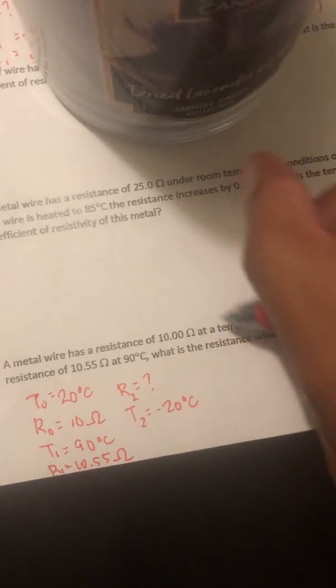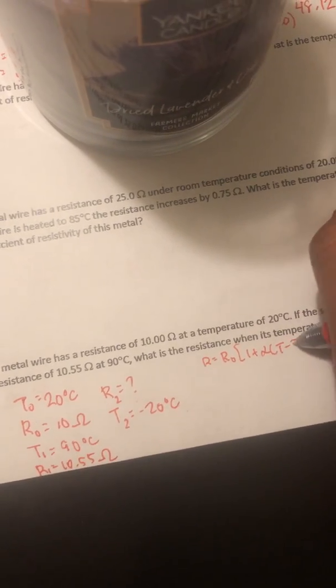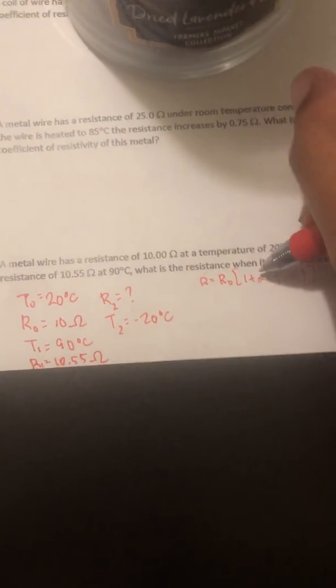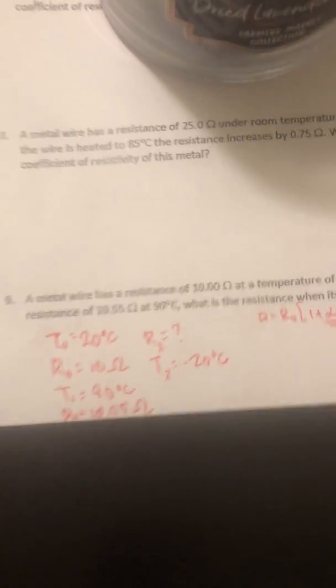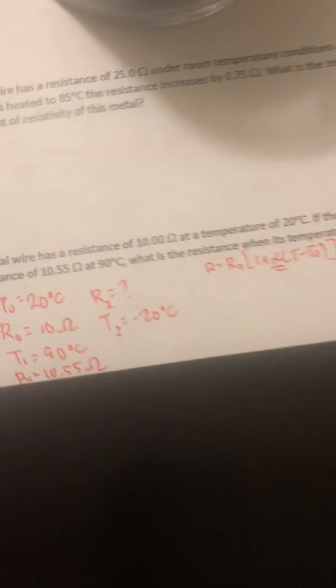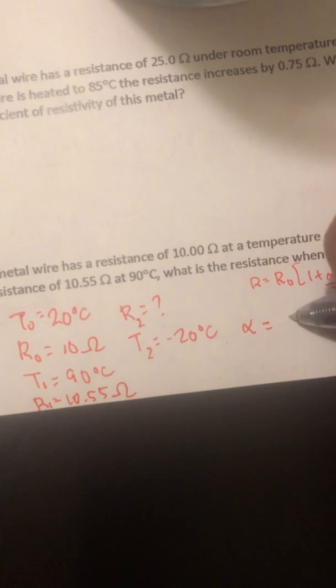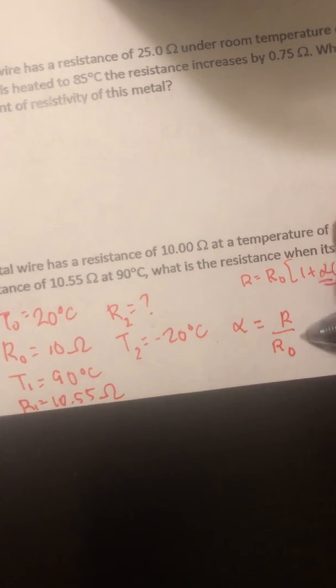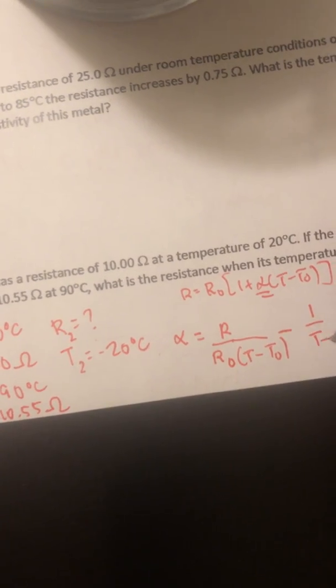Now, you would think that, oh, why don't we just use our normal equation of R is equal to R naught times 1 plus alpha times T minus T naught. Well, this would be fine to use except for one thing. This question doesn't give us the temperature coefficient. What? So, now the first thing we have to do, instead of finding R naught, we just need to find the temperature coefficient. And the equation for that is R divided by R naught, T minus T naught, minus 1 over T minus T naught.